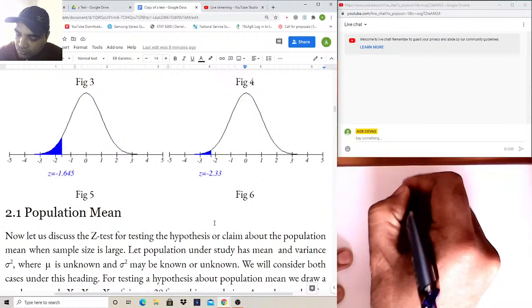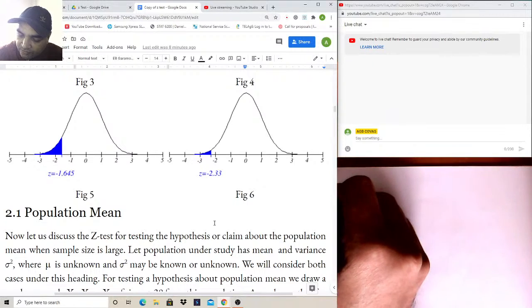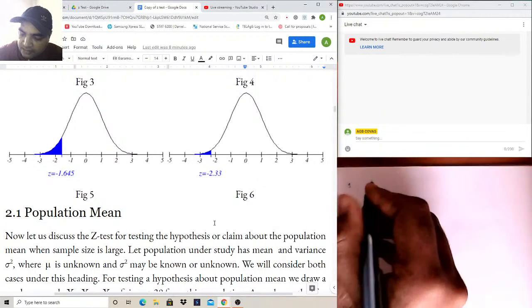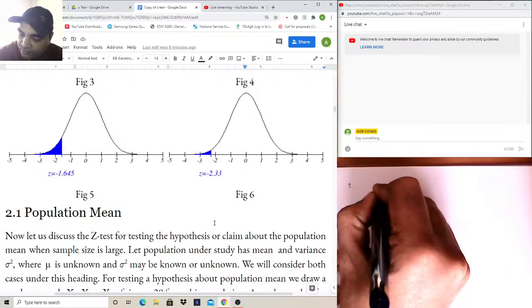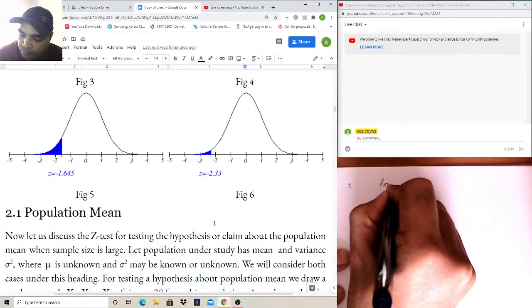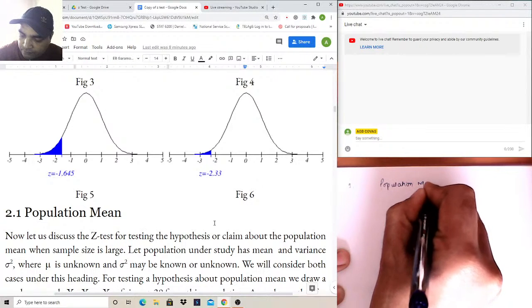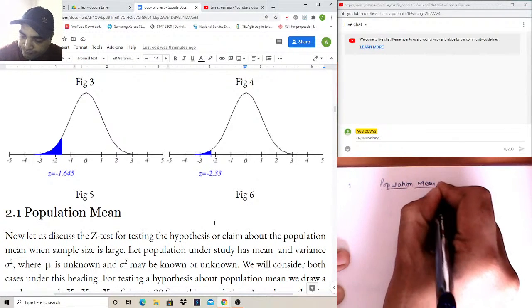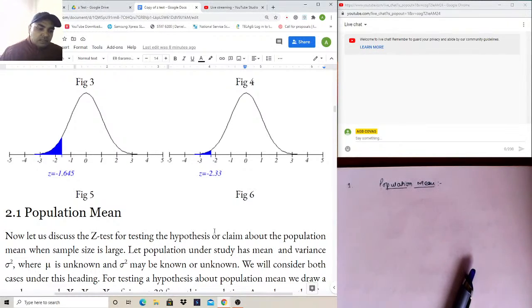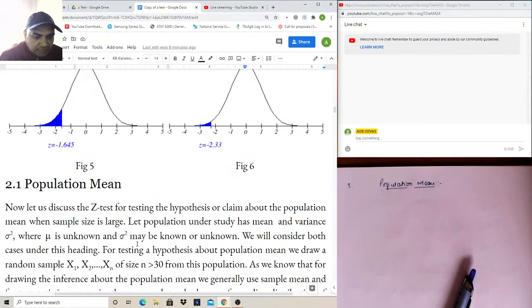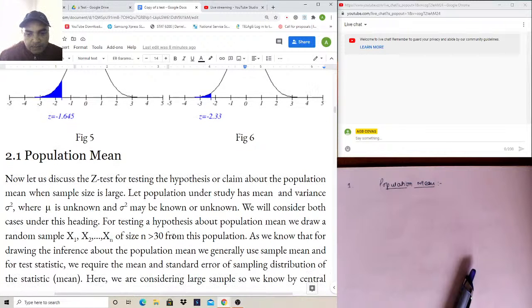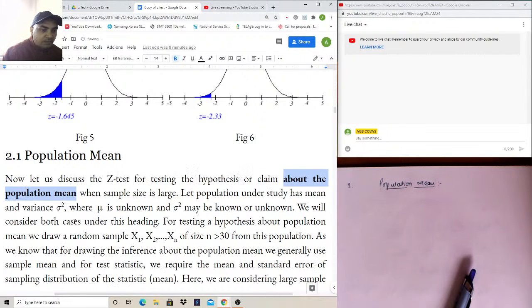So now we will be taking up the first case, which is when we will be testing about the population mean. Let us discuss now the z test for testing the hypothesis or claim about the population mean.